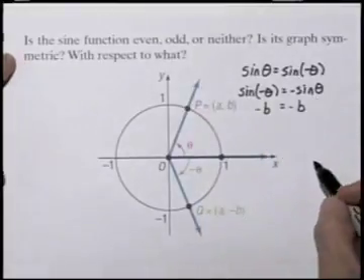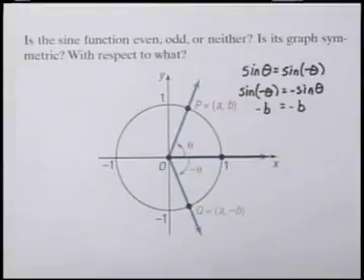Because the sine function is odd, its graph is symmetric with respect to the origin. Remember, this means that if the point (x, y) is on the graph of y equals sine of x, then so is (negative x, negative y).